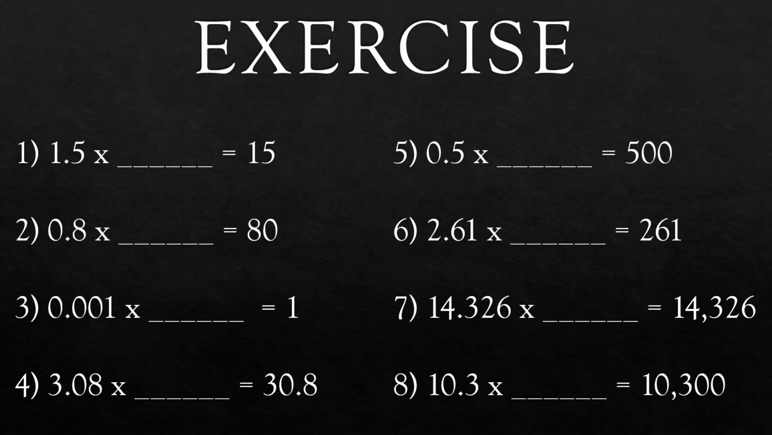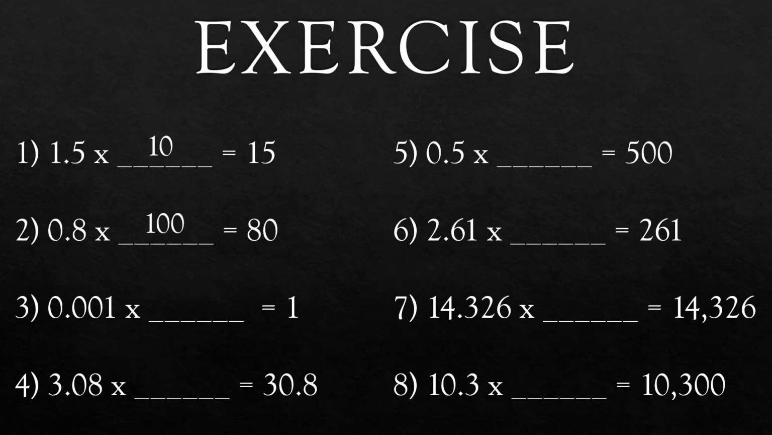Let's practice: multiply by 10, 100 or 1000 and make this statement true. Question number 1. 1.5 multiplied by dash is equal to 15. How many places will you shift in 1.5 to get 15? 1. So what will you multiply? Yes, the answer is 10. Question number 2. 0.8 multiplied by dash is equal to 80. How many places will you shift in 0.8 to get 80? 2. So what will you multiply? Yes, the answer is 100.